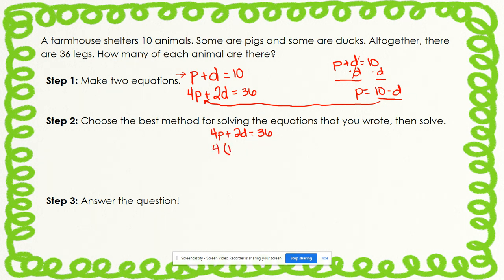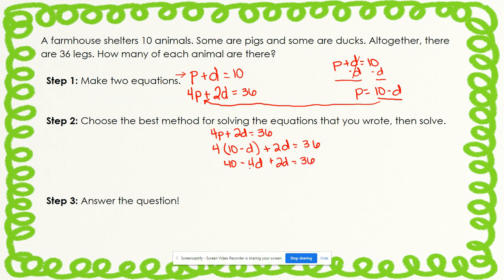So 4 times (10 minus D) plus 2D equals 36. Now I distribute my 4. 4 times 10 is 40. 4 times negative 1D is negative 4D, so minus 4D. Then plus 2D equals 36.